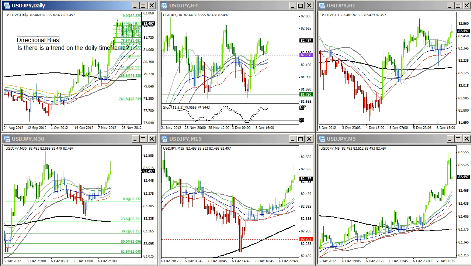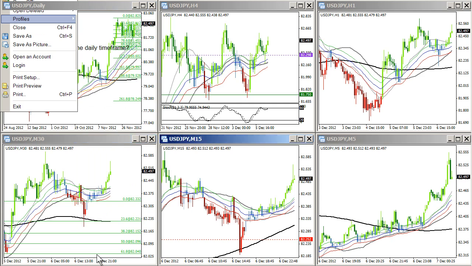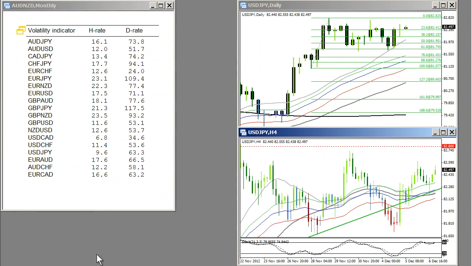The next thing I want to do is I like to go down to a particular profile that I've created on my platform, which has the IBFX volatility indicator on it. So what I'll then do is I'll key in on whatever pair that I'm looking at. And here, where's my dollar yen? There we go. There's my dollar yen, fourth from the bottom. And I look at my dollar yen, and I know that right now the hourly rate is about 9.6 pips, and my daily rate is 63.3. This gives me an idea of what type of price movement I can currently see on the yen.